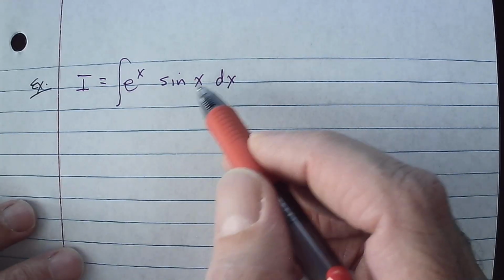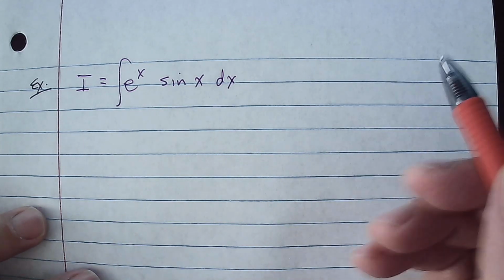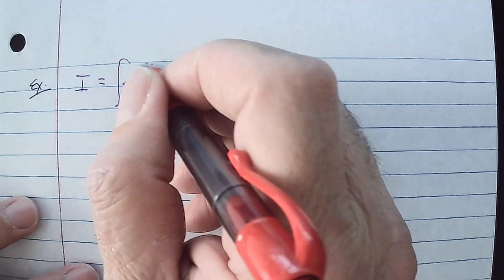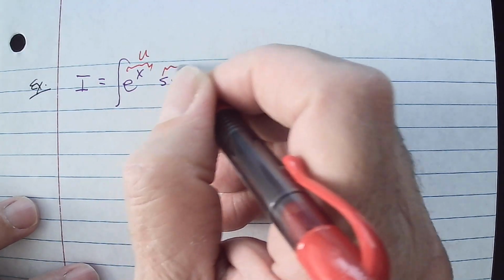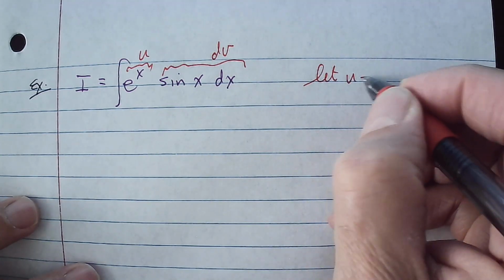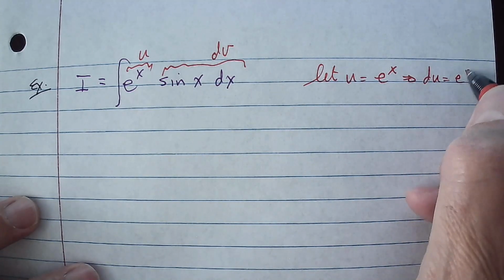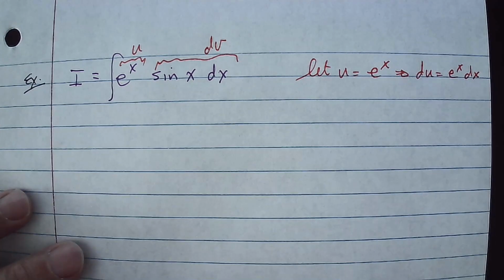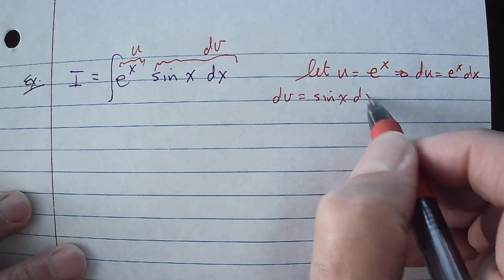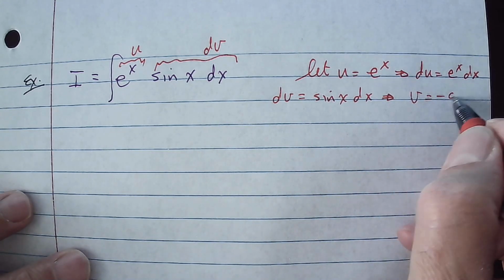Or if you take the integral of the sine, it gives me negative cosine, and the integral of the negative cosine is sine. So again, the sine comes back. We are going to benefit from that. For this purpose, I will use this as u and this as dv. Let u equals e to the x. Therefore, du is e to the x dx. And dv is sine x dx. Integrate this, it gives me v equals negative cosine x.